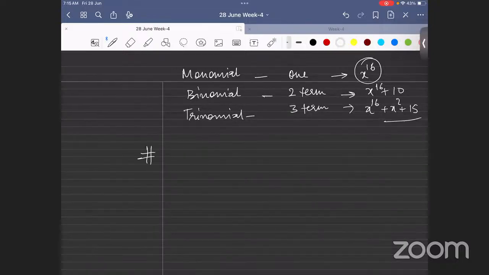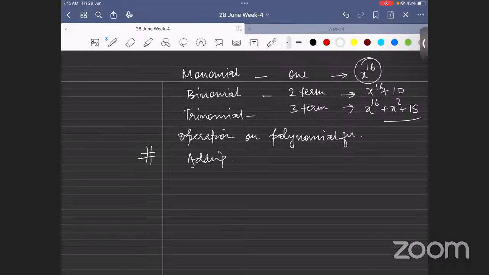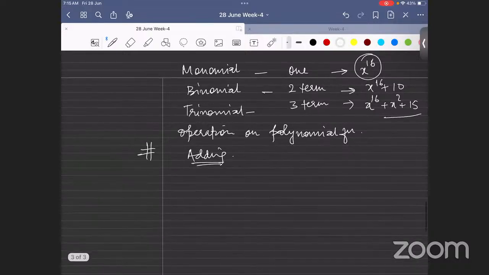So how do you do the addition of polynomials? Some of the operations on polynomial functions. The first thing is the addition. How do you do the addition? While adding two polynomials, you just check the coefficients of the same degree.